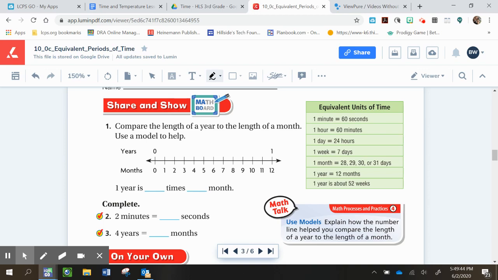We're going to compare the length of a year and the length of a month using the number line and the model to help us. As you can see, the year is here to here and a month is here to here. 1 year is blank times blank month. 1 year is 12 times 1 month, because there are 12 months in 1 year.